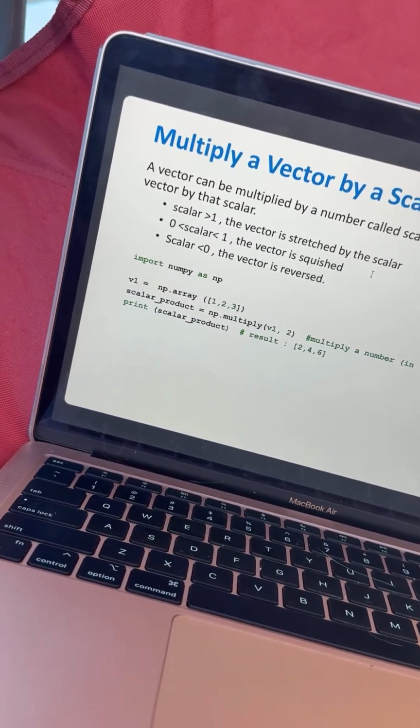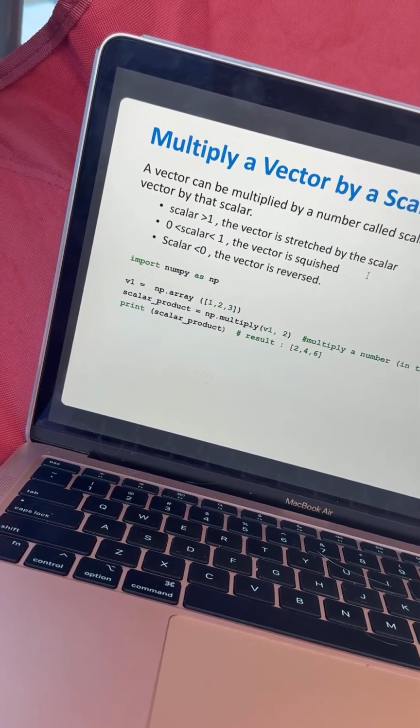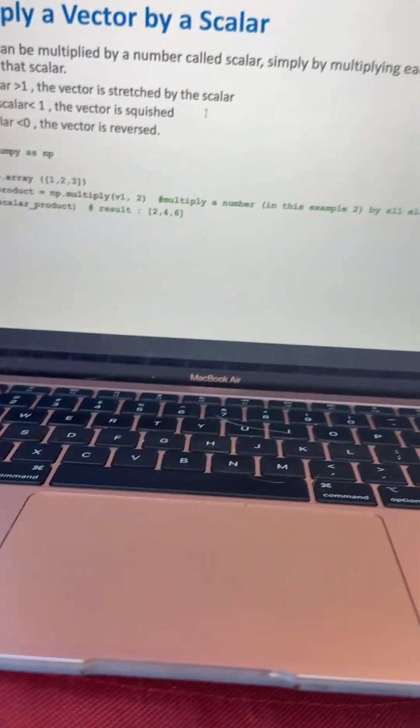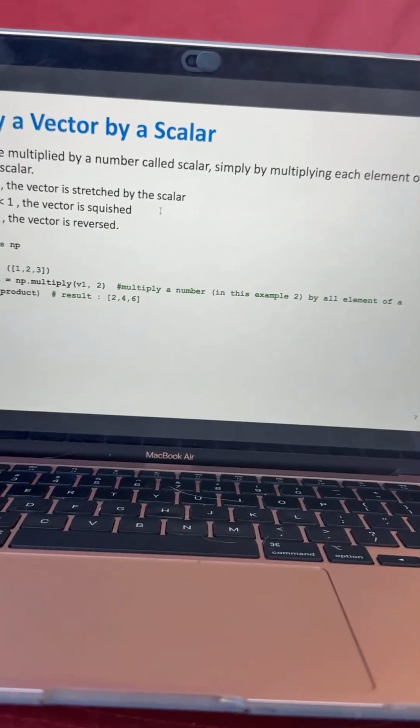Between 0 and 1 is squished. Less than 0 is reversed. Greater than 1 is stretched. That makes sense. So np.array is your vector, right?